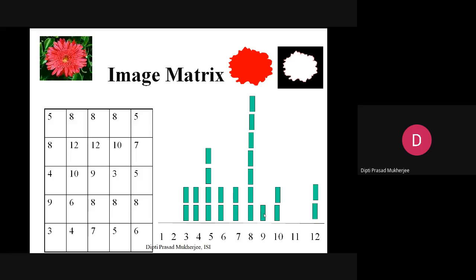So if I just pick all the pixels with value close to 8 and draw a boundary in the image, then I will get the red segment out, and whatever remains will be my background, which is peaked near 5.